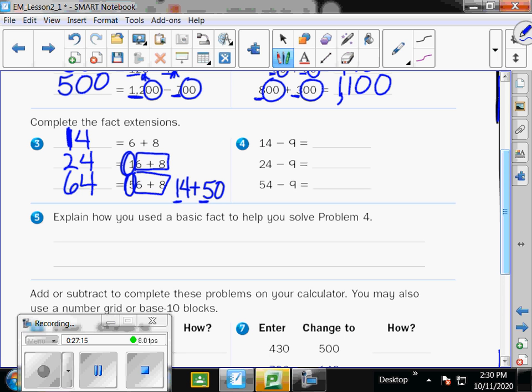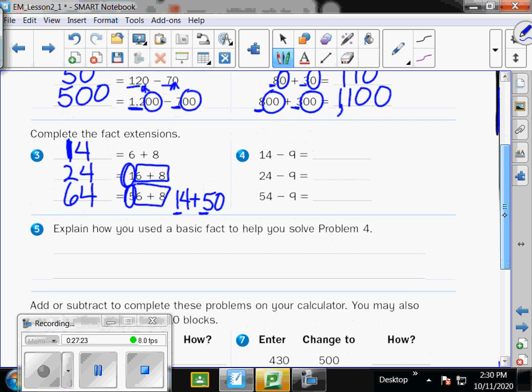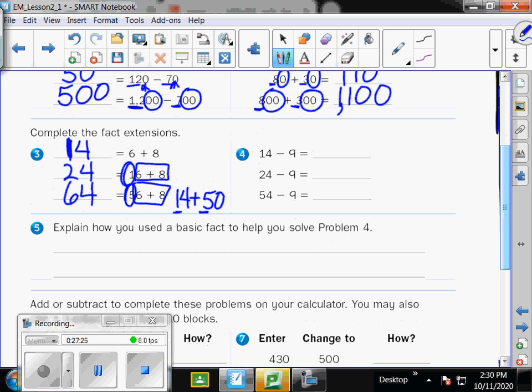All right, looking at the next one, this is the one I don't like. I do not like fact extensions with this kind of subtraction, but let's do it. 14 minus 9, you should have had 5. Now let's look down here. What's different in this problem? You should notice that you only have one more 10. So one more 10 would be 15.